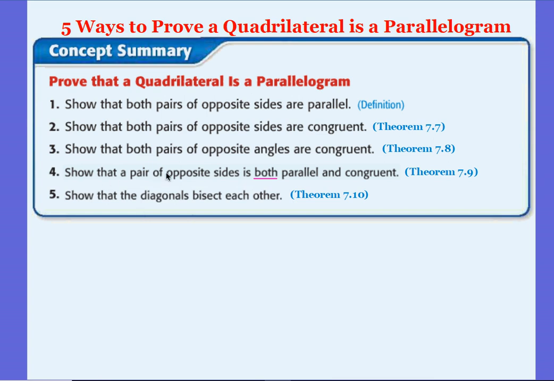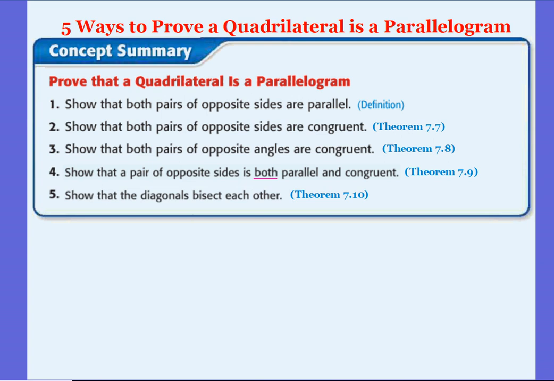However, our 4th characteristic was that the consecutive angles are supplementary. Be cautious. That is the only difference between the ways to prove and the actual characteristics of the parallelograms. So we take out that consecutive angles being supplementary, and instead we replace it by showing that one pair is both parallel and congruent, right? Is both parallel and congruent.